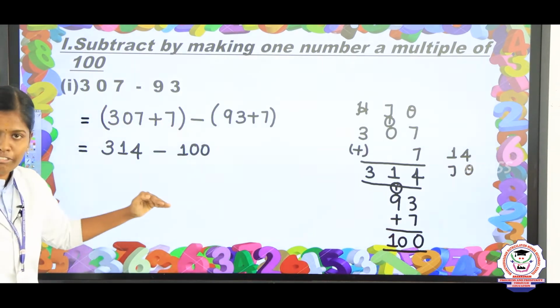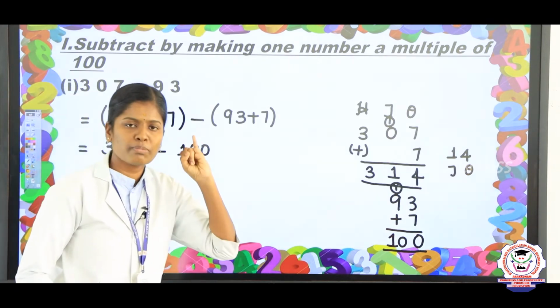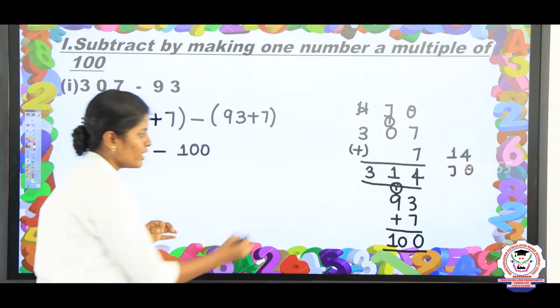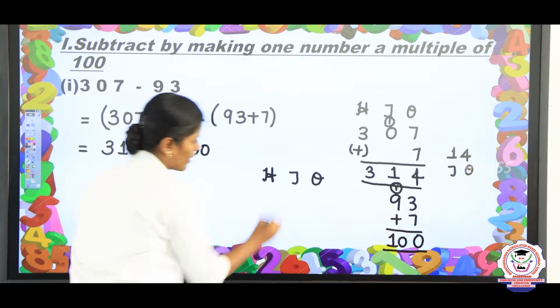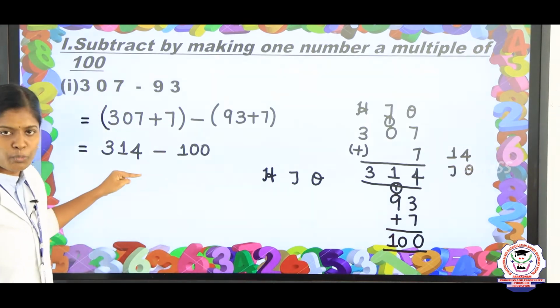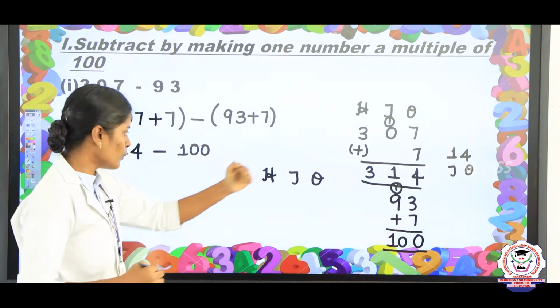Take 314 minus 100. First write the place values. The first place value is ones, the second place value is tens, and the third place value is hundreds. Take the first number, 314, and the second one, 100.